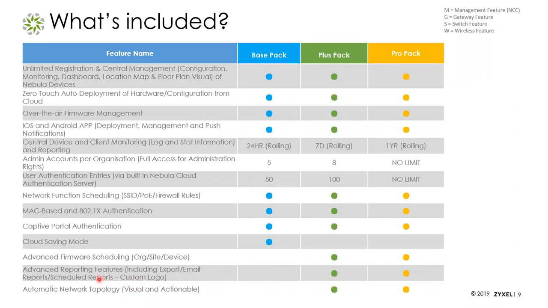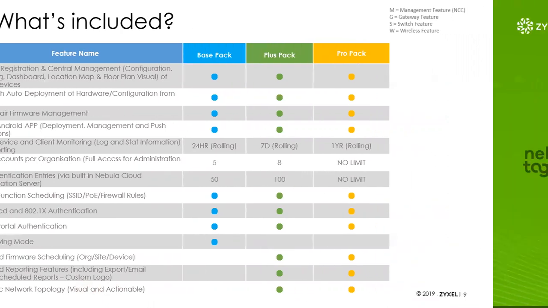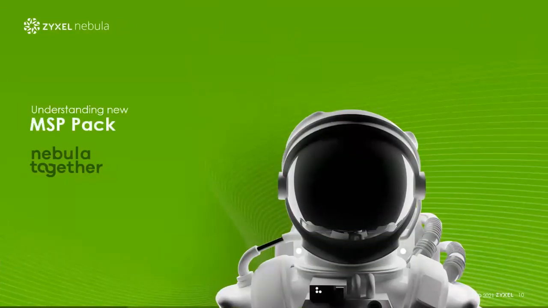Network topology view, where we automatically map stuff out for you, has been added to the Plus Pack, where previously it was only available on the Pro Pack. And there's some other minor stuff as well. So this new license is called the MSP pack.